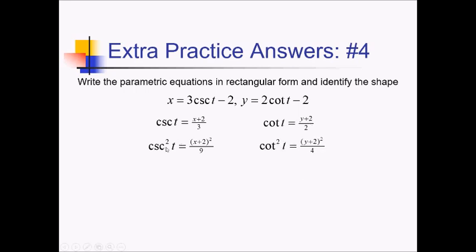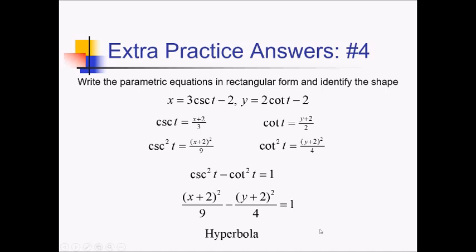And there's an identity that has cosecant squared and cotangent squared in it. The identity would normally say 1 plus cotangent squared equals cosecant squared. But I can get cotangent and cosecant squared on the same side if I subtract cotangent squared from both sides. So I can write cosecant squared minus cotangent squared equals 1, just based off the original identity, which means I can write x plus 2 squared over 9, minus y plus 2 squared over 4 equals 1. Since I have this minus in here with two squared terms, this has to be a hyperbola.